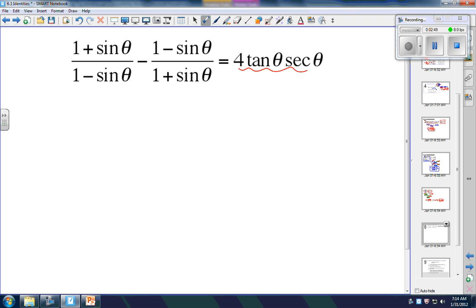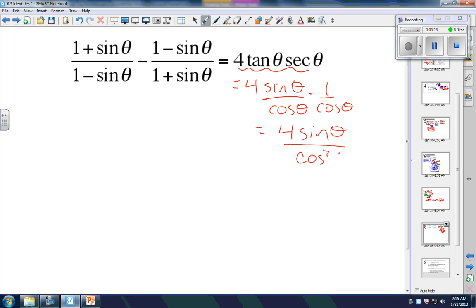So maybe I'm going to take this side right now and just do this. Clearly I'm going to have to do something to that left side. Not 1 over a tangent. Tangent is sine over cosine. Okay, secant is 1 over a cosine. So I actually didn't make that any easier on myself. So I just turned this into 4 sine over a cosine squared.